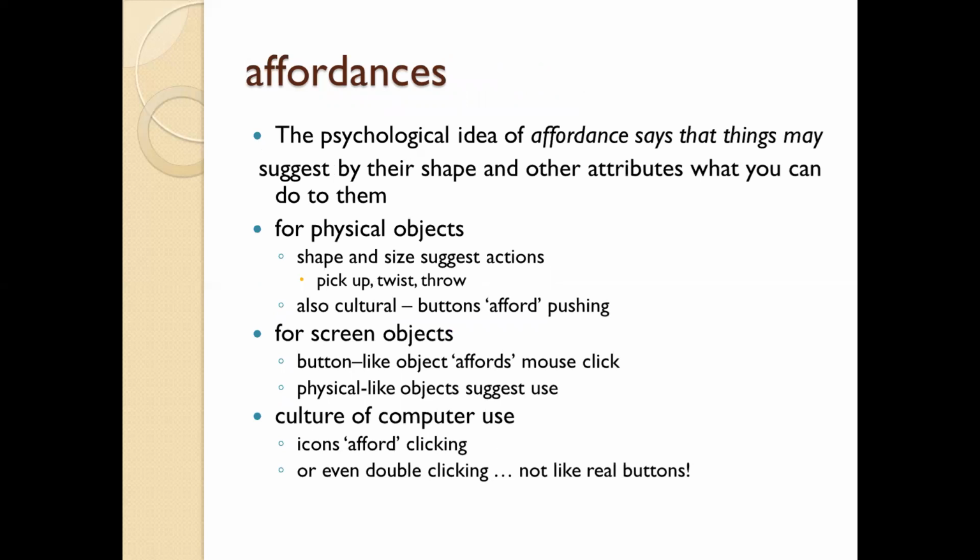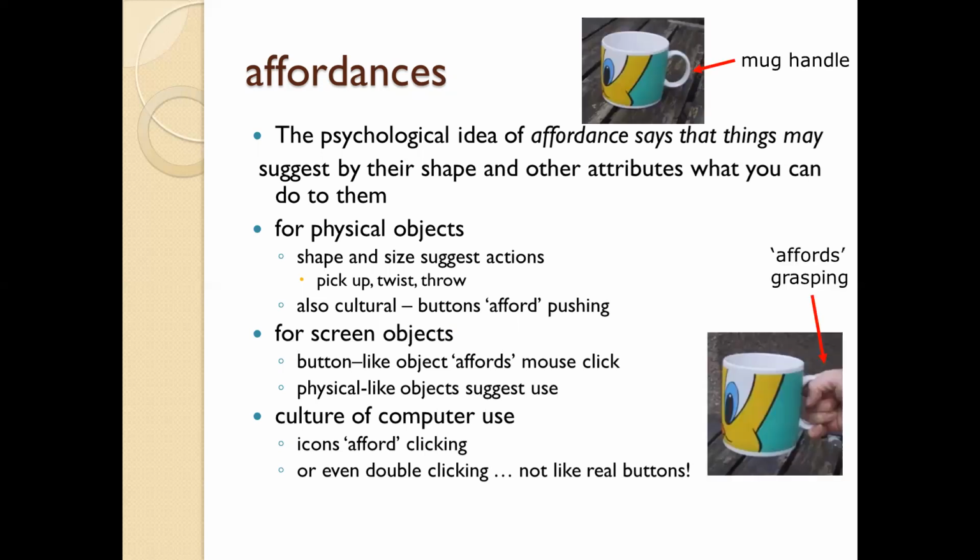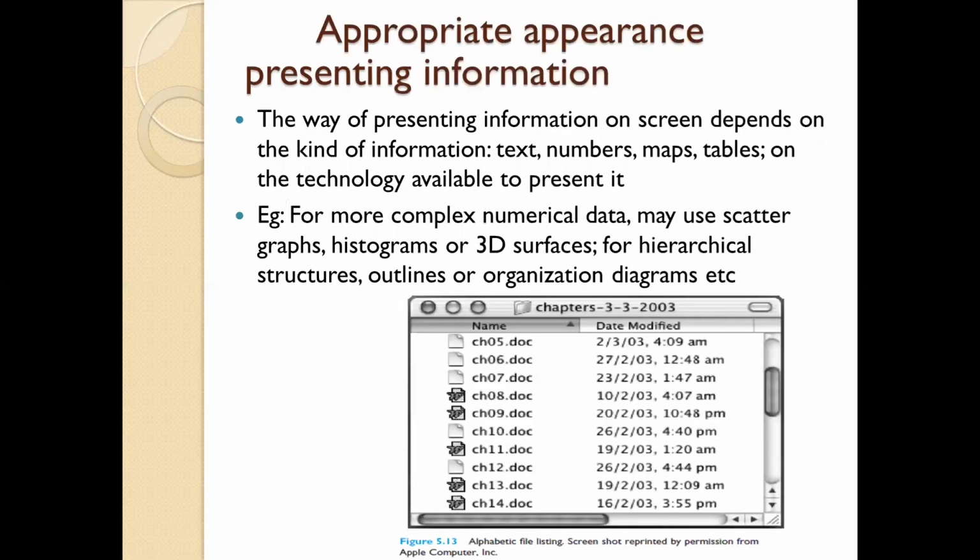The psychological idea of affordances says that things may suggest by their shape and other attributes what you can do to them. For physical objects, shape and size suggest action: pick up, twist, throw. Also cultural, buttons afford pushing. For screen objects, button-like objects afford mouse clicks, physical-like objects suggest use, and the culture of computing: icons afford clicking or even double clicking, not like real buttons. So a mug handle affords grasping.